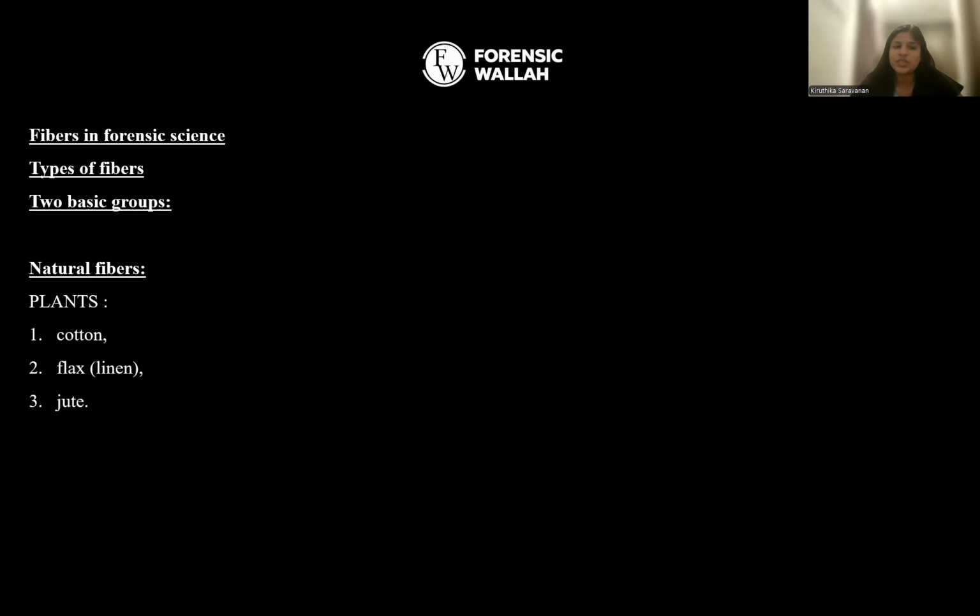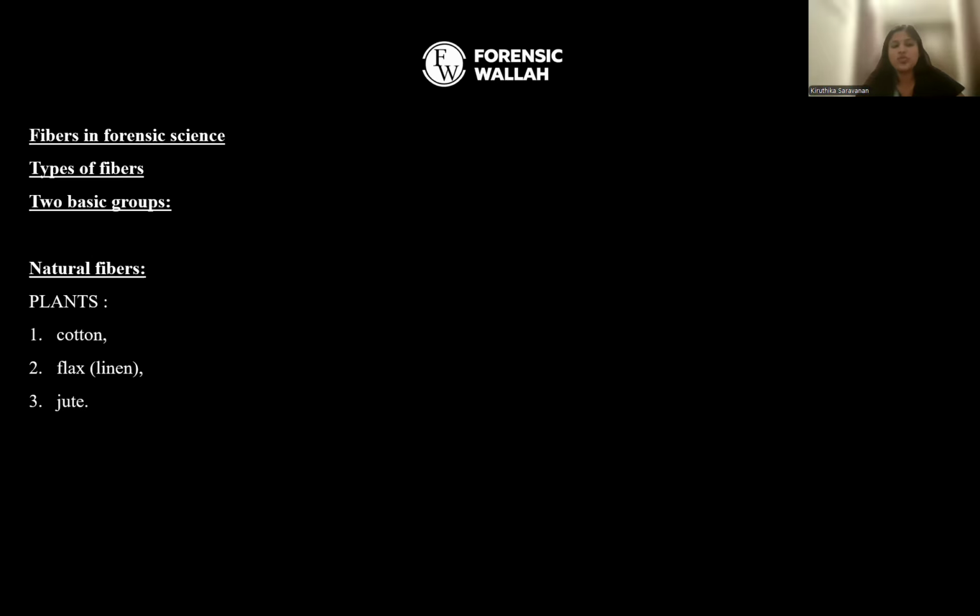Fibers, especially in terms of Locard's exchange principle, are a trace evidence, a very small evidence, where a person commits a crime. The suspect and the victim might have an exchange of fibers between them. The suspect might have left a few strands of fibers from the dress at the crime scene or on the victim, or the victim might have lost a few strands of fibers at the crime scene. So for linking the suspect and victim, or the suspect to the crime scene, or the victim to the crime scene, fibers are a very good trace evidence.